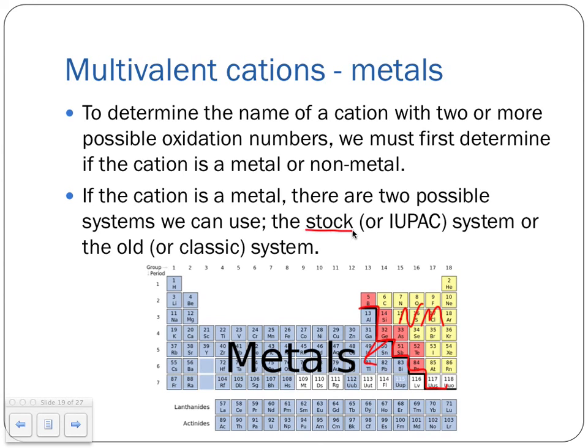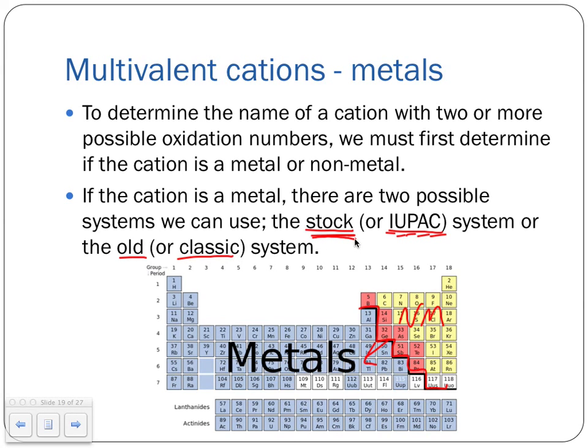The stock system, sometimes called the IUPAC system, after the International Union of Pure and Applied Chemistry, the body in charge of determining standards for chemistry that approved this system. So the stock or IUPAC system is the one you're going to use most of the time. The other possibility is the old or classic system. This is an older system, not as flexible, and it's harder to use. So if you have a choice, typically pick the stock system.